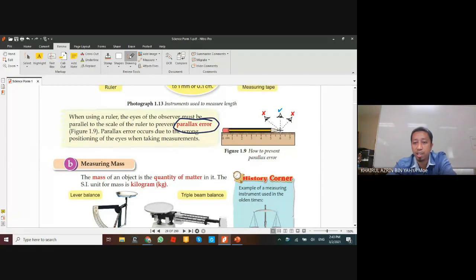Like this, we want to measure the pencil starting from 0 until this number 6. But make sure your eye position, mata, is here, on this side, not on the left or the right, exactly here. So you will get an exact measurement. If you see from here, you will get a longer measurement for the pencil, but we call this parallax error. If you see from here, you will see that this pencil is shorter actually. And this eye position we call parallax error. Okay, so eye position is important.